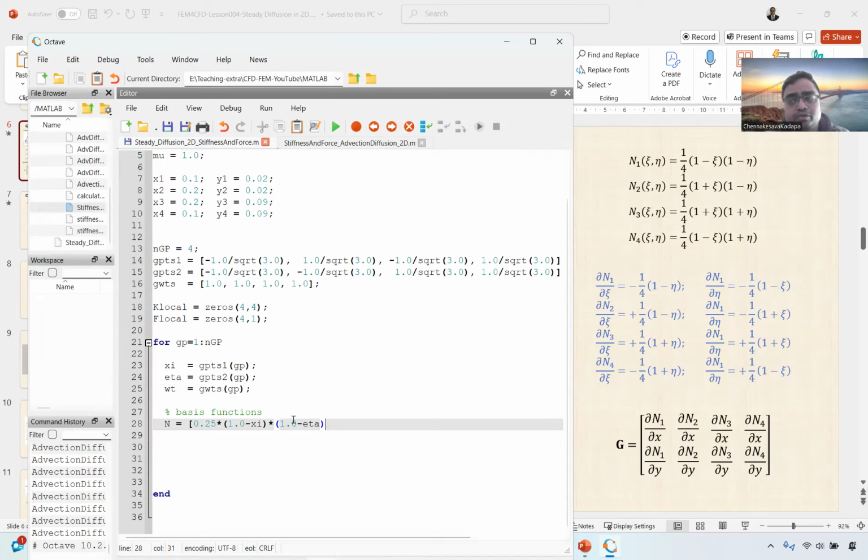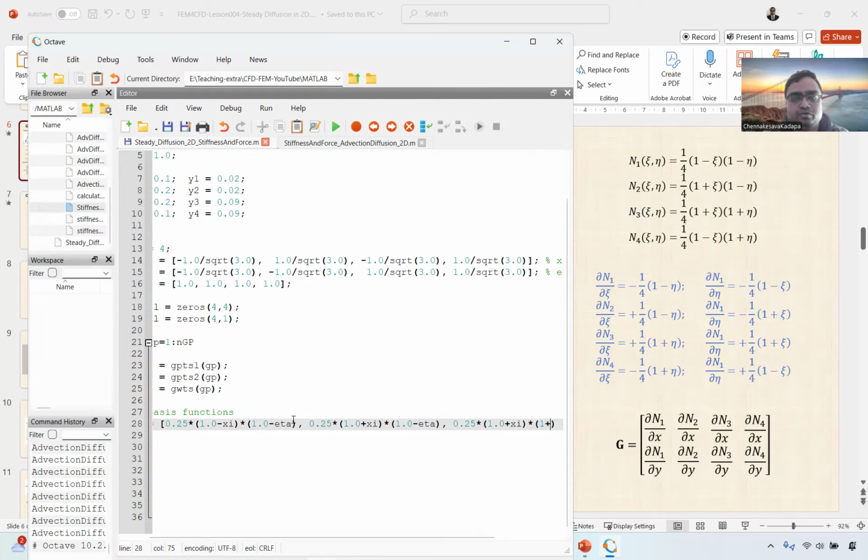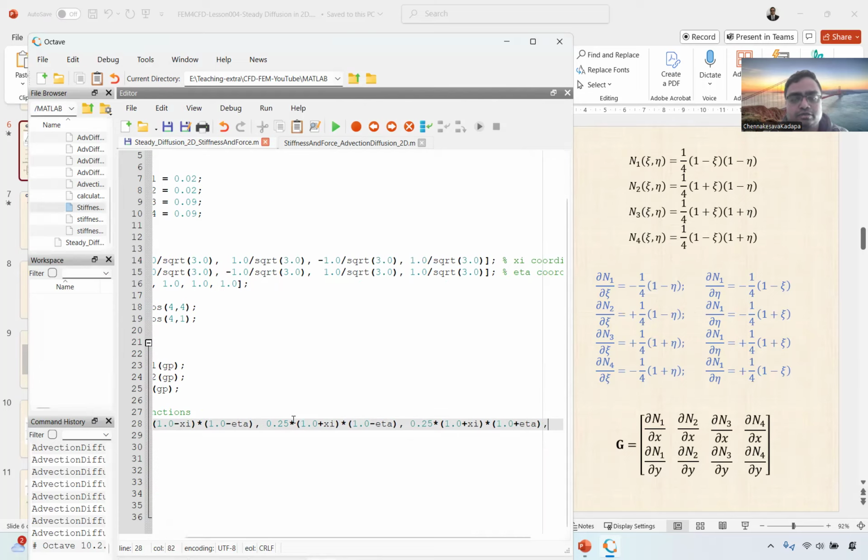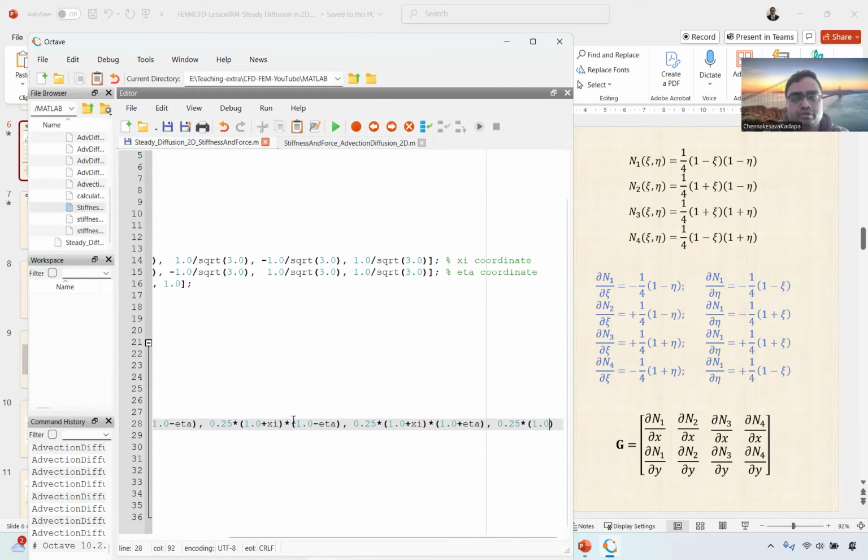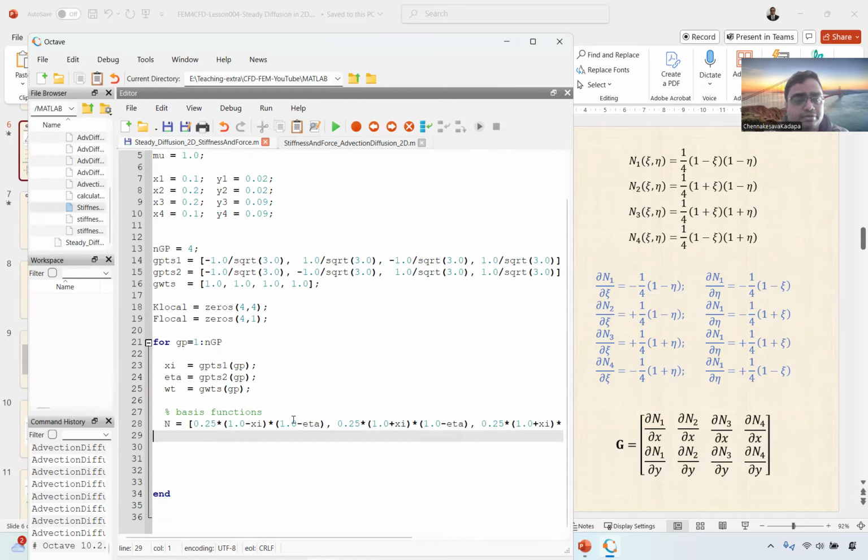And how do we store them? We store them as a row matrix. So, comma 0.25 (1 plus xi) multiplied by (1 minus eta), comma 0.25 (1 plus xi) multiplied by (1 plus eta), comma 0.25 (1 minus xi) multiplied by (1 plus eta). Then we close the square bracket. So here we have our basis function matrix N.